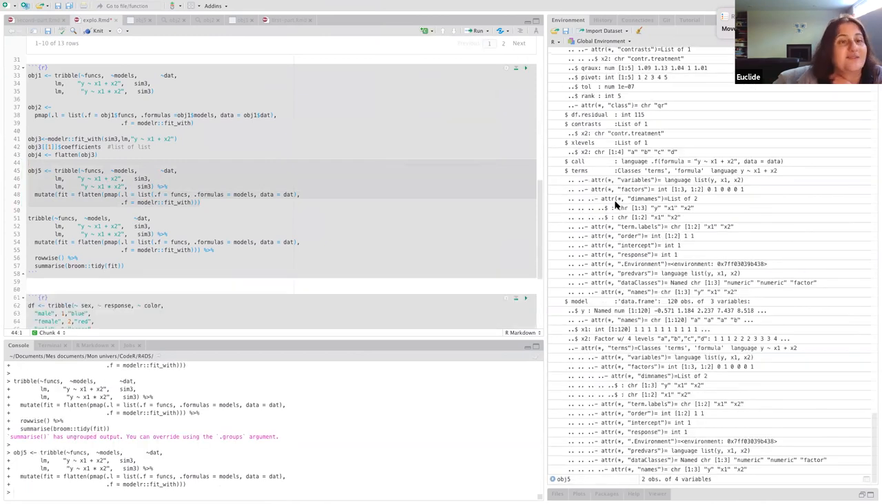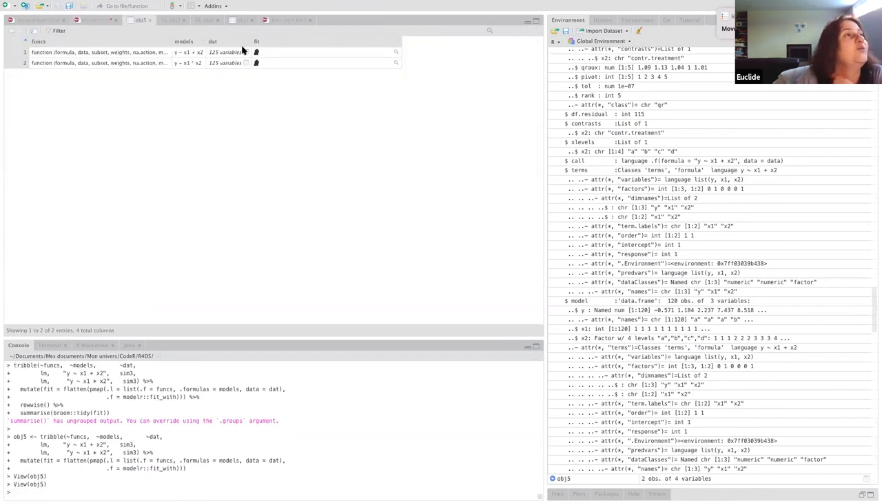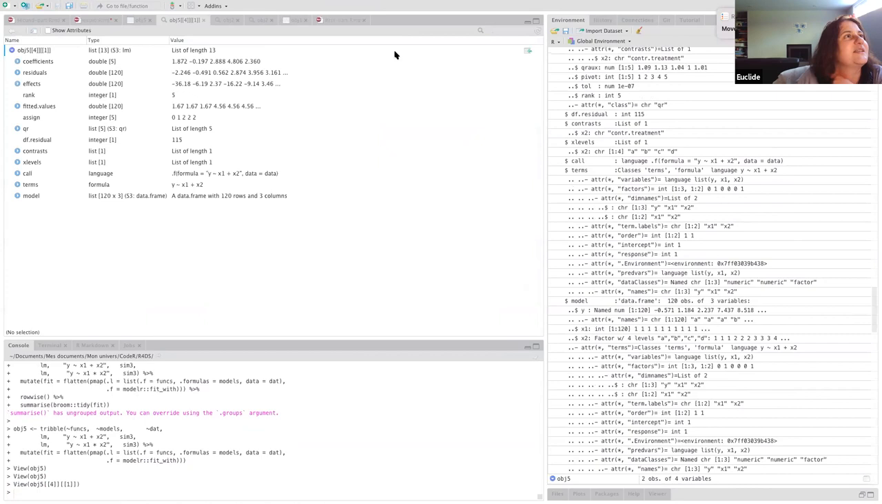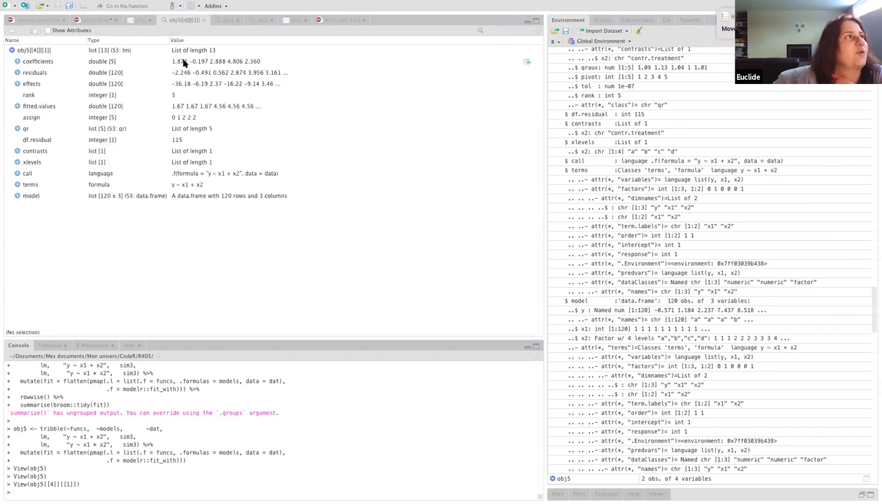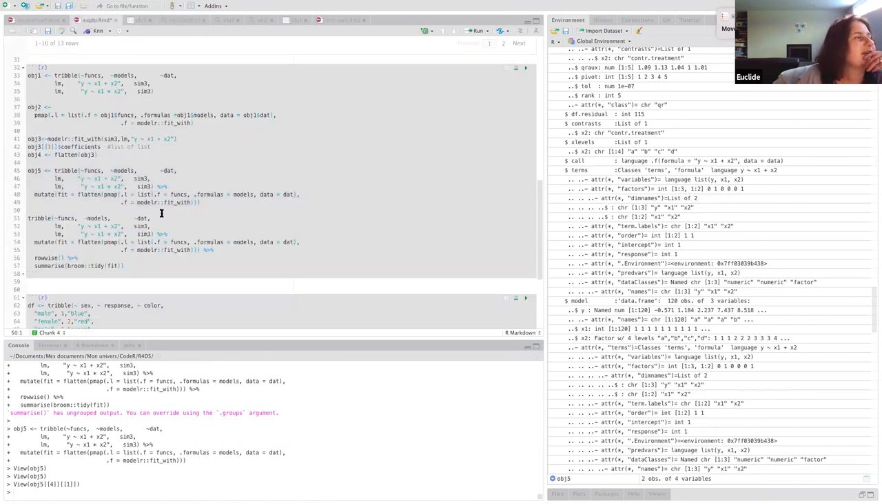Okay, so what is object five? Object five means that we have the formula, we have the model, we have the data, and now we add the fit. If we look at the fit for each row, we have all the information for the LM model. We have the coefficient. So we have just appended everything together, but it's not a data frame, it's a list of lists. Okay, now we have done that.